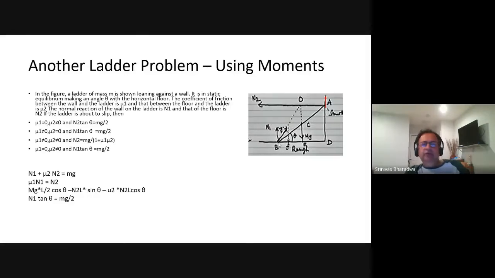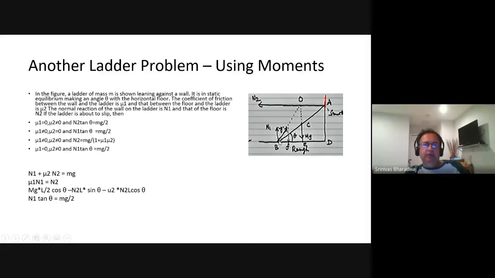Then mu times N1 this way equals N2, right? And then finally the torque equation. You will get only one torque equation here, so you get this torque equation: mg times L cos theta, same as in the previous case.